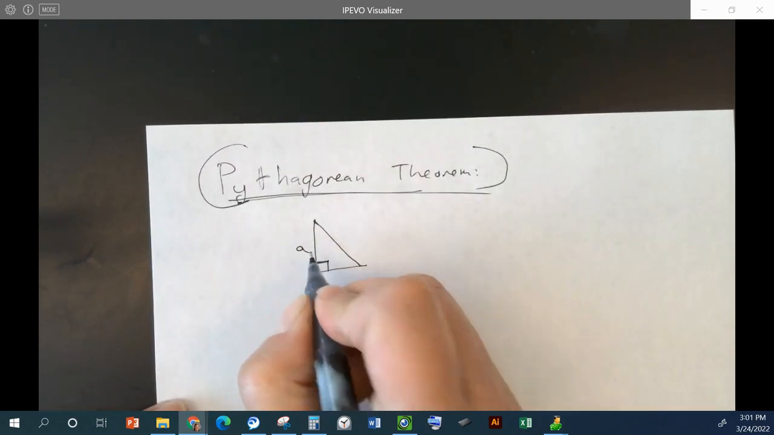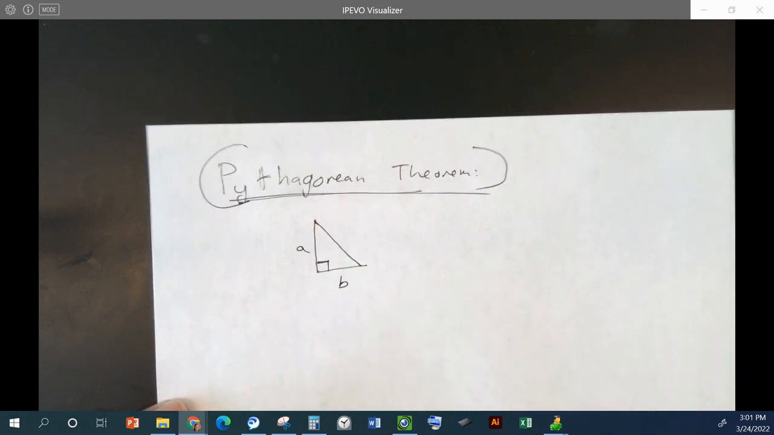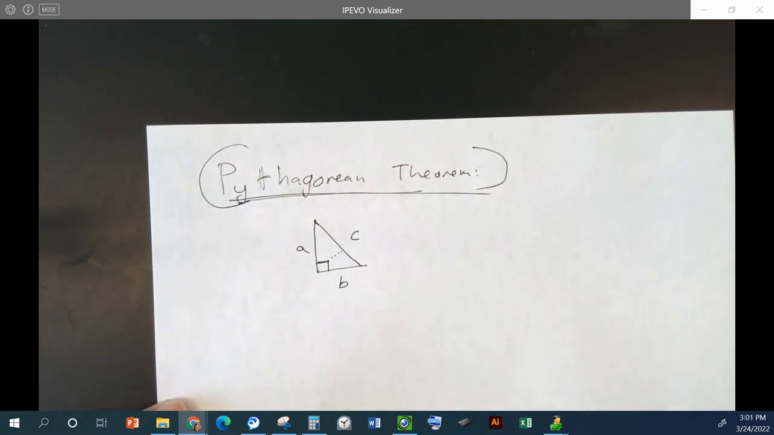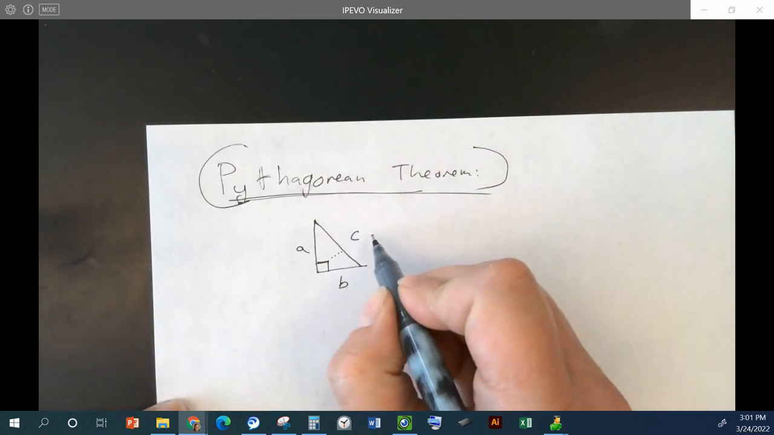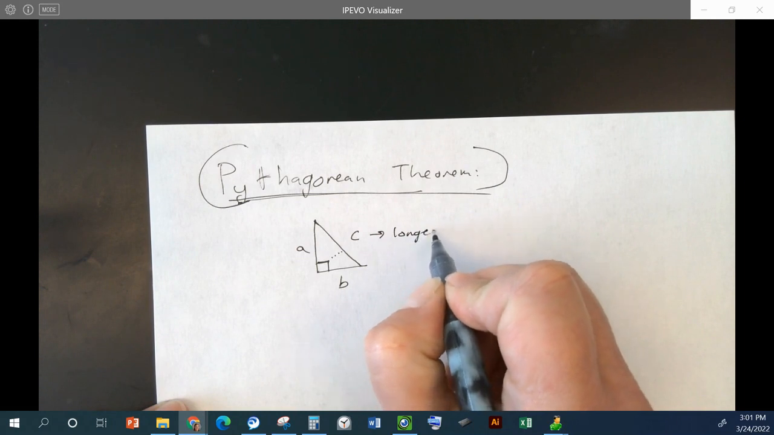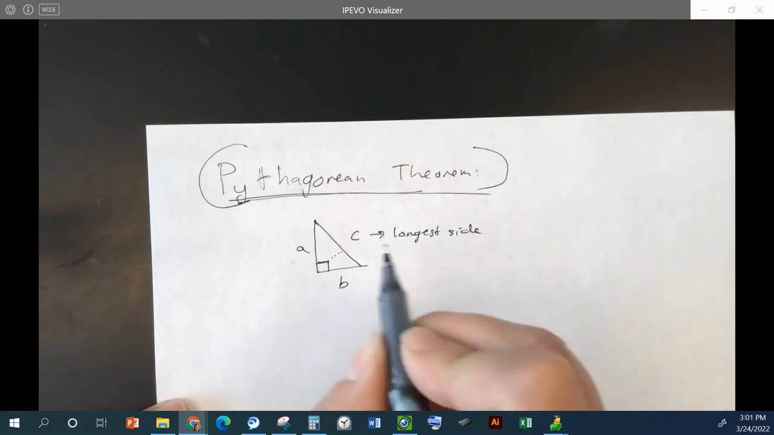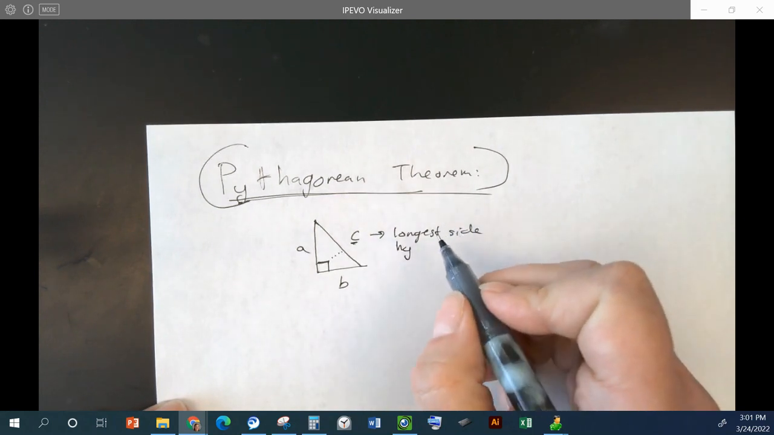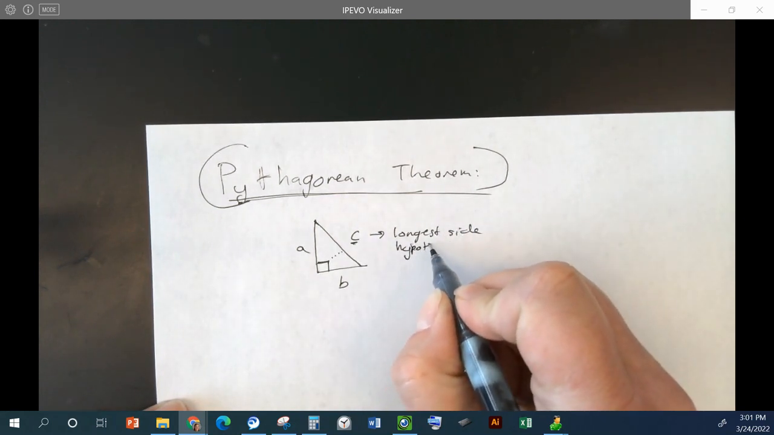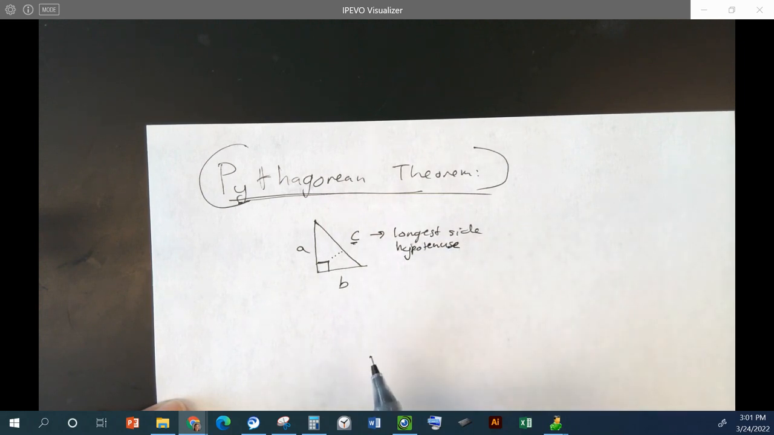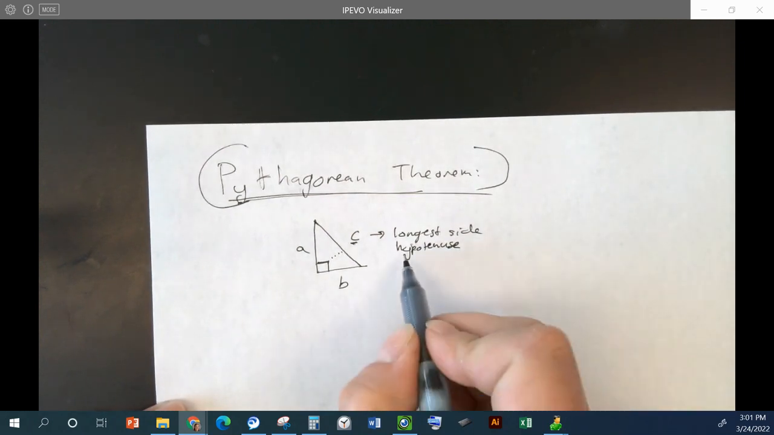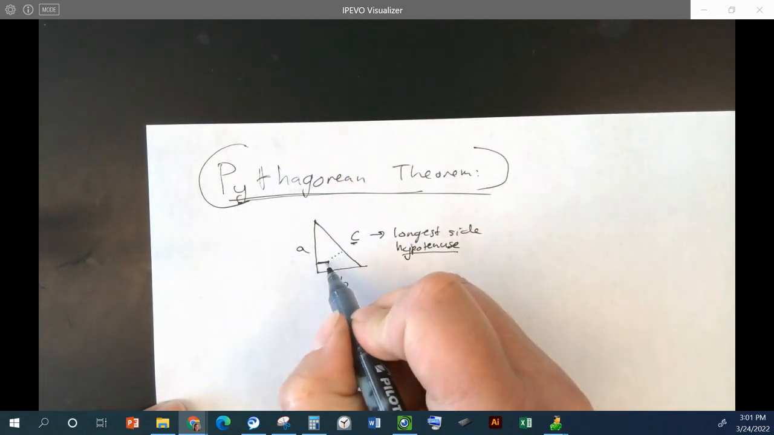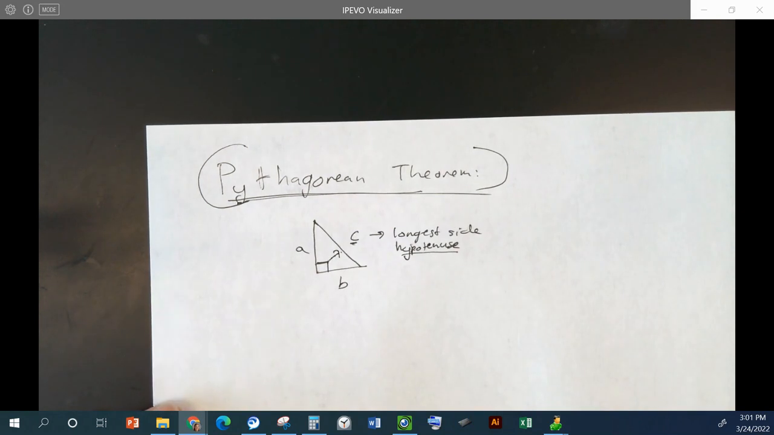We're going to call one side A, one side B, and C has to be the side that's across from the 90. So C is always the longest side, and we also call C the hypotenuse. Have you heard that name before? The hypotenuse? That's new? Okay, that's fine. That's just a new vocabulary word. So we call the longest side, the one across from the 90-degree angle, the hypotenuse.